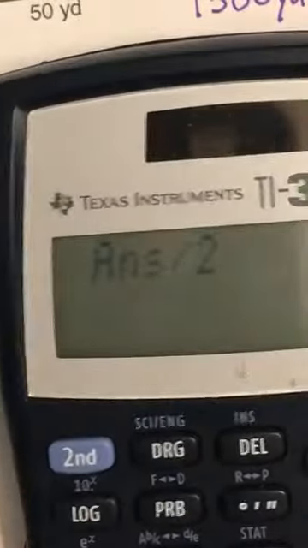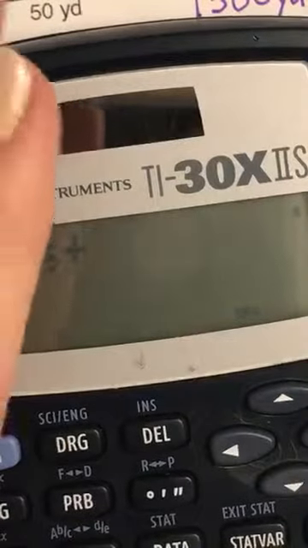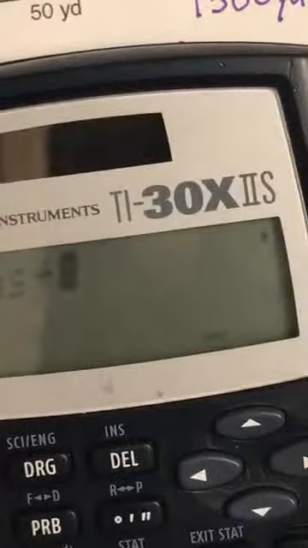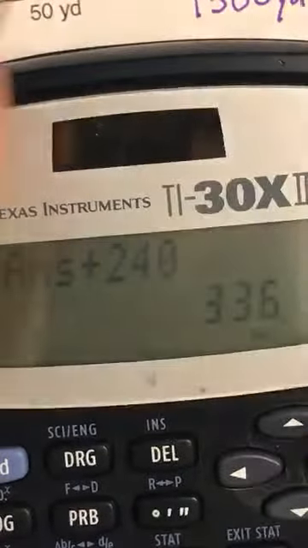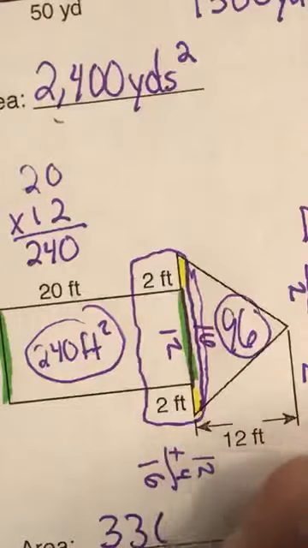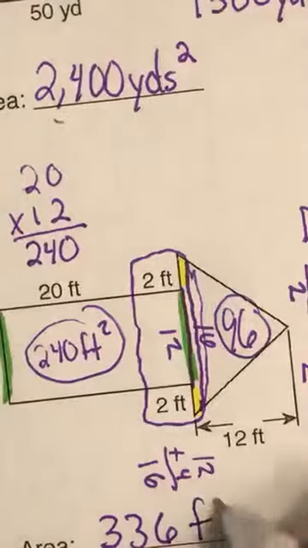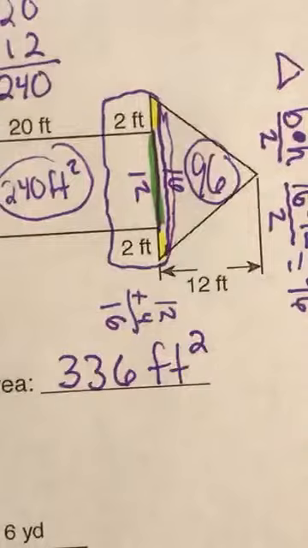So we're going to take 96 in our calculator plus 240 equals 336. 336, this is feet squared. Okay, pause this if you need to, and then we're going to go on to the next one.